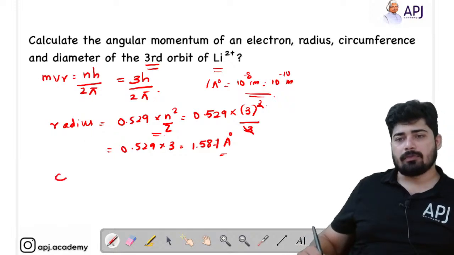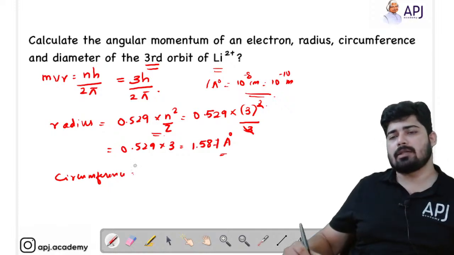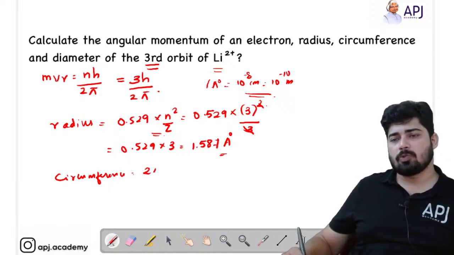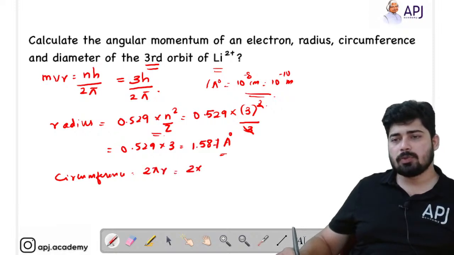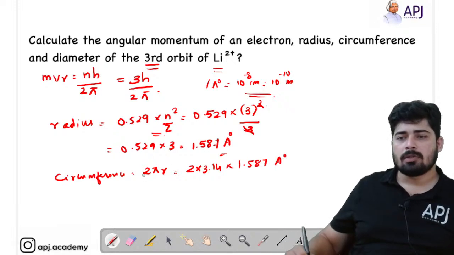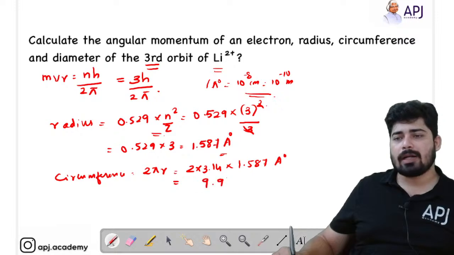Now what about the circumference? Circumference is purely mathematics. We know that the encircling boundary is a circle. So the circumference is 2 pi r. So 2 into 3.14 into r, we have just obtained 1.587 Armstrong. So if you calculate the value, you will be getting 9.96 Armstrong.